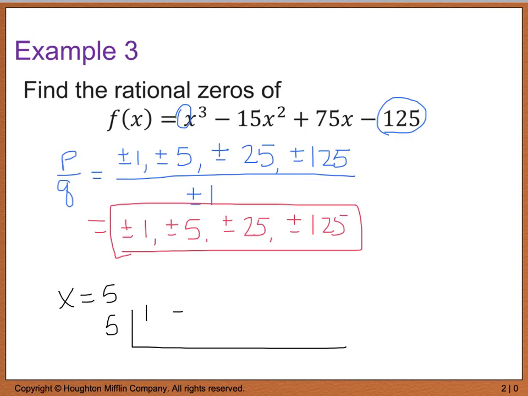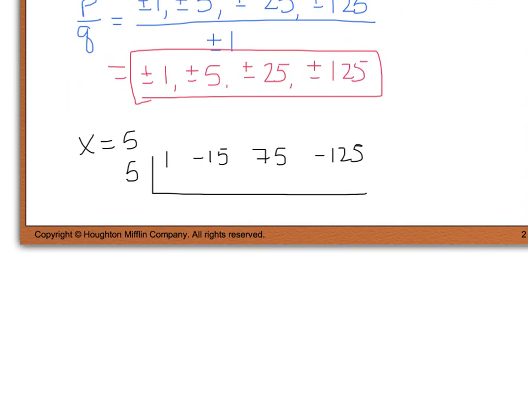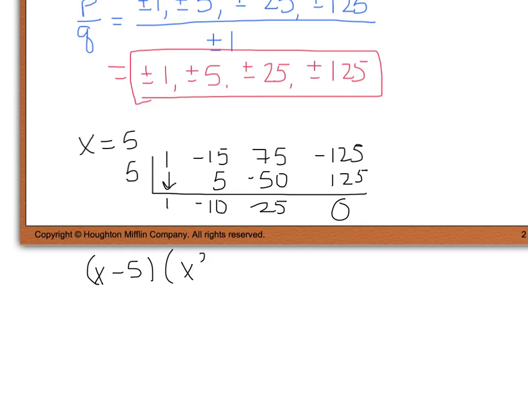So I have 1, -15, 75, and -125. If I bring my 1 down, that's going to give me 5, -10, -50, 25, 125, and 0. So I have factors of x minus 5 and x squared minus 10x plus 25.